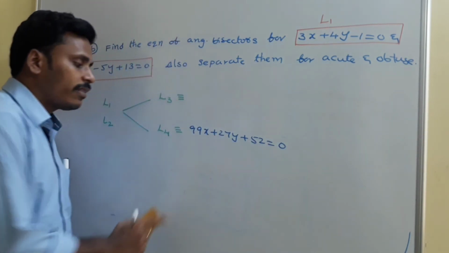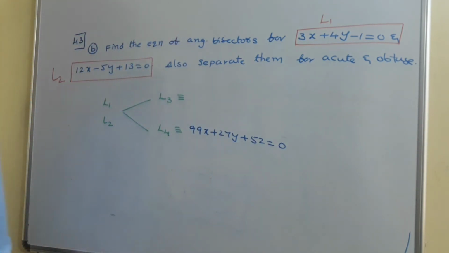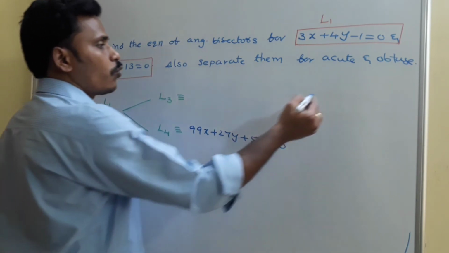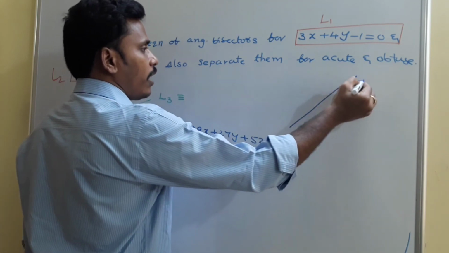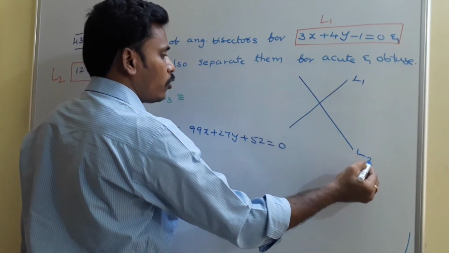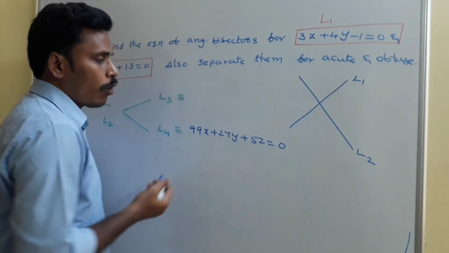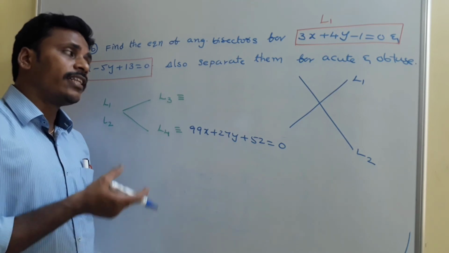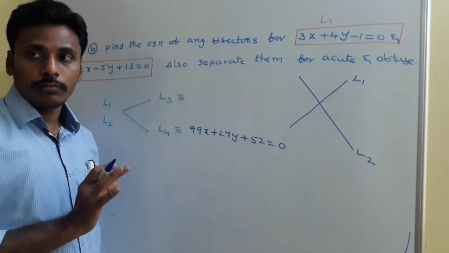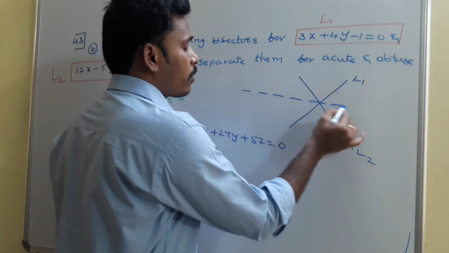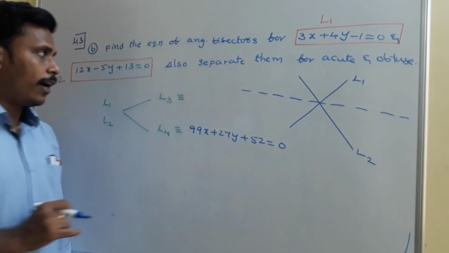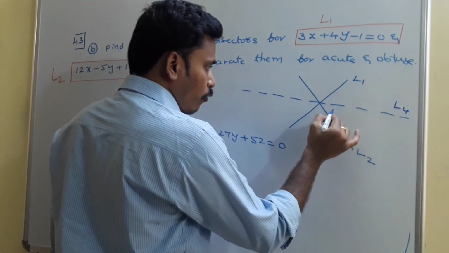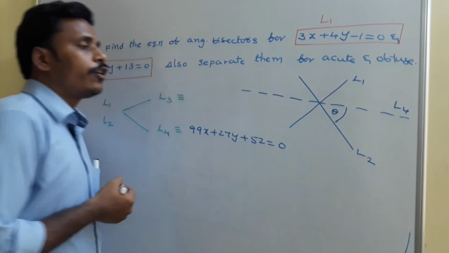L3 is one angular bisector, L4 is the other angular bisector. We need to separate them. We need to identify which one is for the acute angle and which one is for the obtuse. Just think once about the diagram: say this is L1 and this is L2, and this L4, I don't know where it is. I don't know whether L4 is for acute or for obtuse. Suppose this is L4, just as a supposition. Then you try to find the angle theta between L2 and L4.